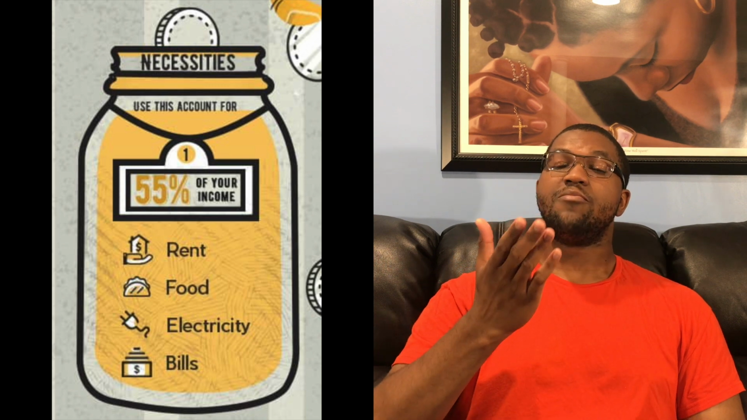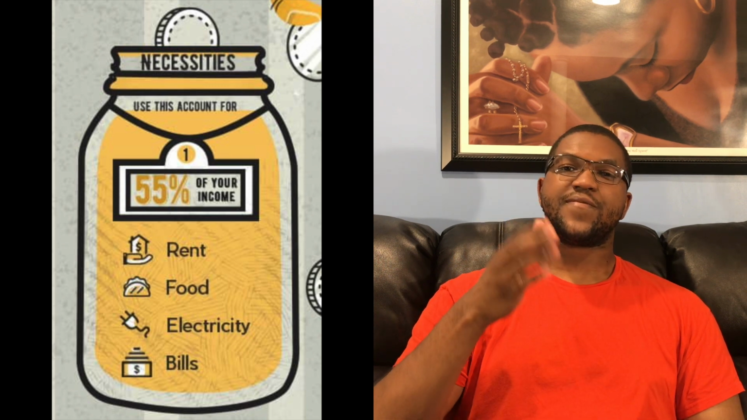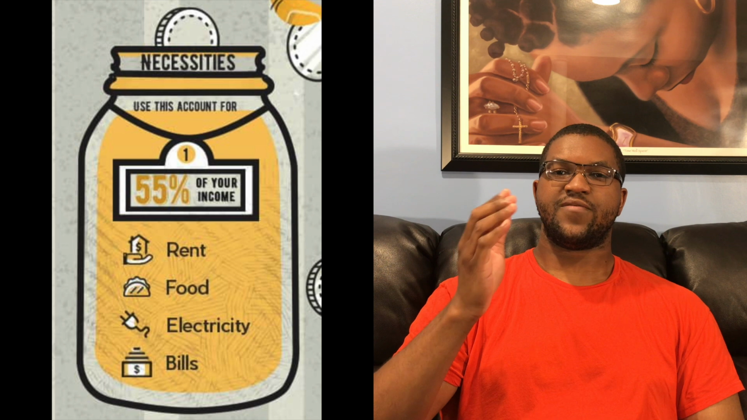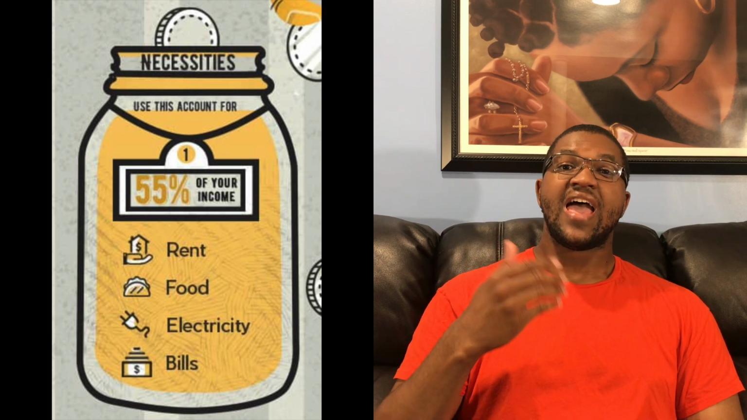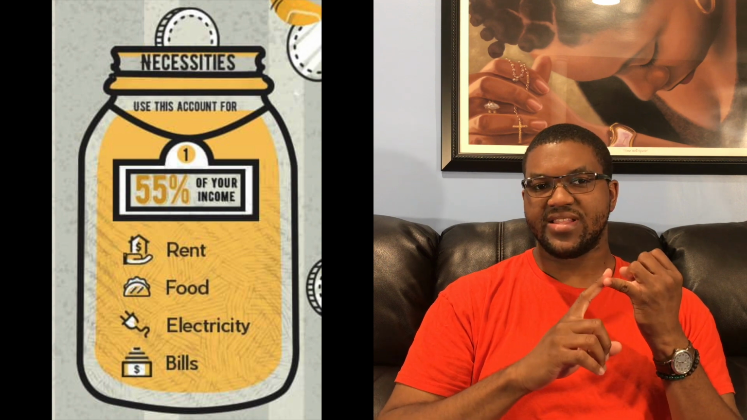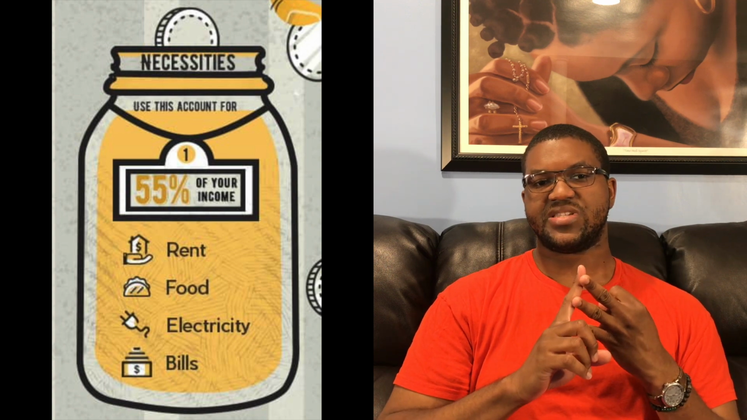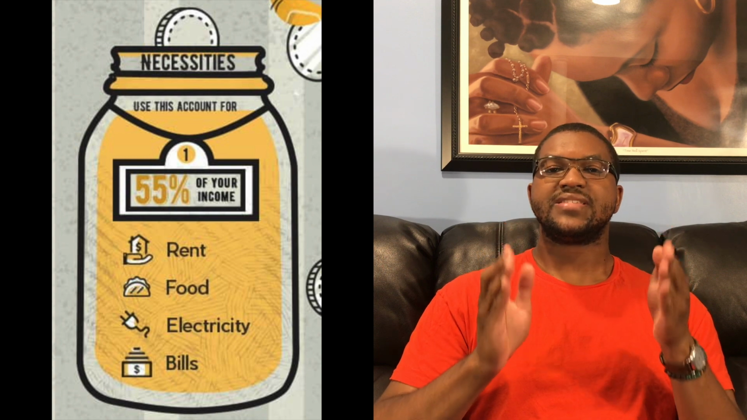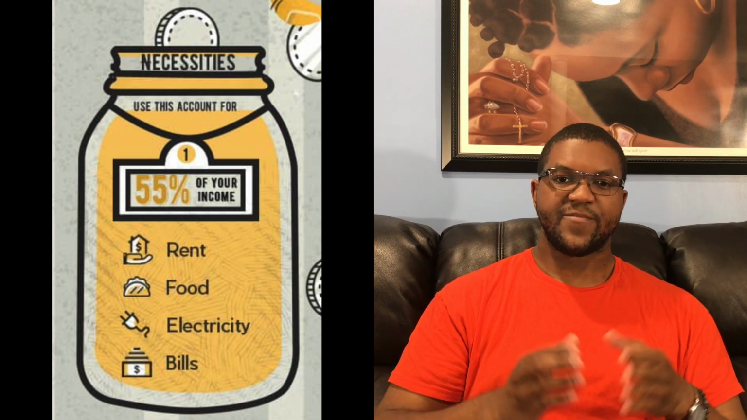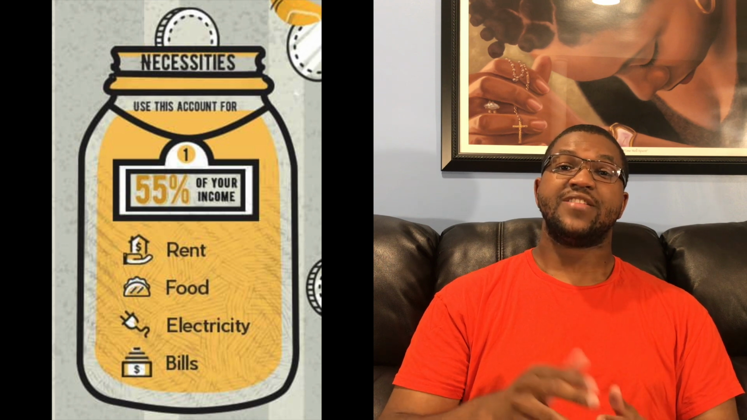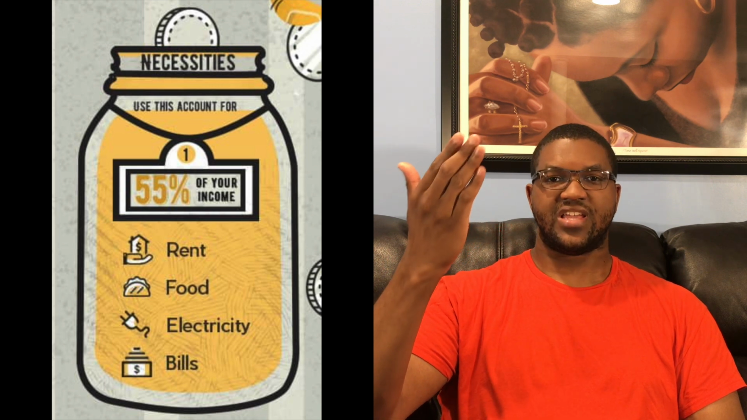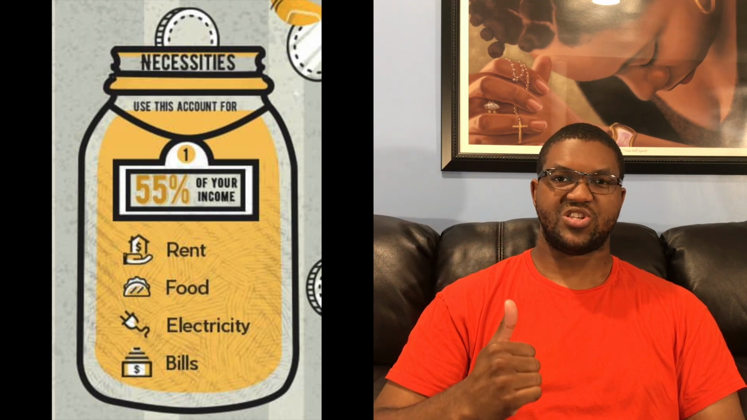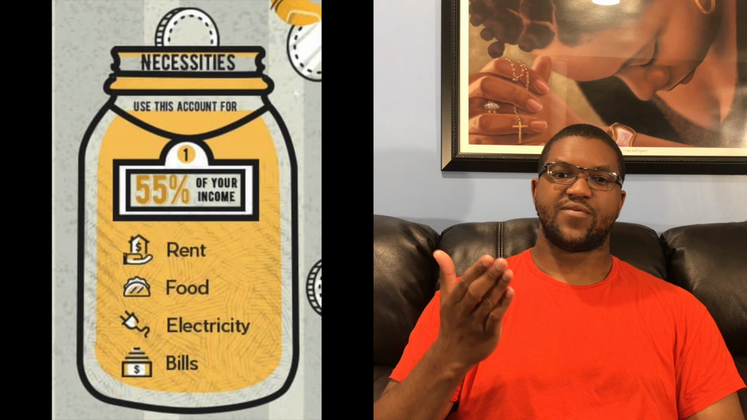Number one is needs, and you put 50 to 55% of your check into this account. Of course, this is your after-tax check. And in this account, you put things like rent, food, electricity, bills, all the essentials that you need to live. It's good also to lower your expenses. That way, in the future, you'll be able to put less money in this account, and then you'll be able to put more money in a subsequent account, mainly for saving and for investing.